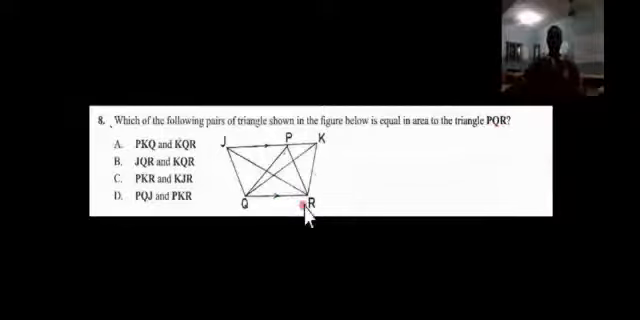Since it is PQR, then check out for other triangles. You can see this triangle has the same base with it and the same height, and the other triangle has the same base with it and the same height. So the correct answer in this particular one is what? B. B is the correct answer.